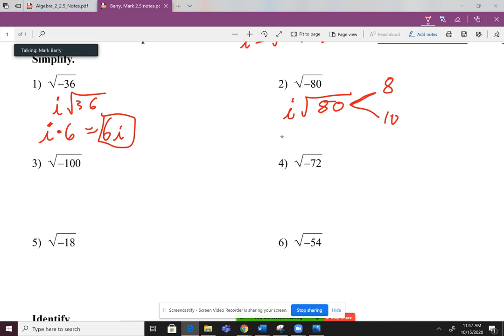So, can I break down 10 further? Yes, that'll be 2 and 5. Oh, I can't write my 5. Man. Not working well. There we go. All right. Can we break down 8? Yes, I would say that that's 4 and 2. Can we break down the 4? Yes, that'll be 2 and 2.